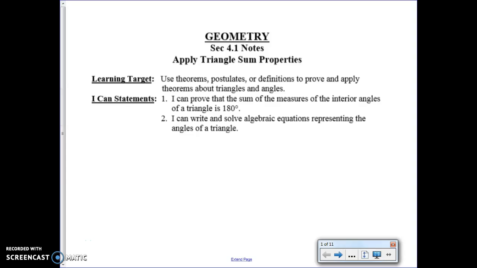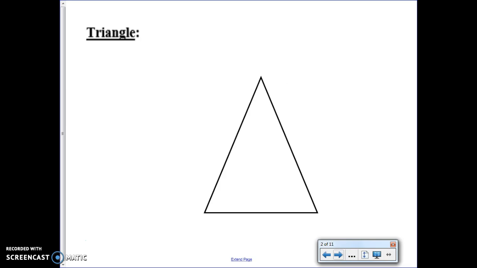Hey guys, we are going to start off this chapter talking about triangles and some of their properties. So first off, we need to define what a triangle is. And if you will draw a triangle on your paper using your straight edge, a triangle, as most of you know, is a polygon with three sides.